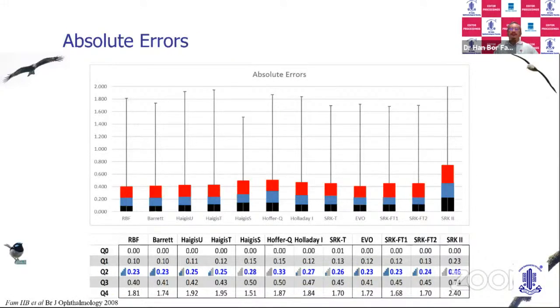This is the absolute error. Absolute error is the prediction error, but disregarding the sign, whether it's positive or negative, we take them as the same. And then again, this is the box plot. We have the median absolute error, which is something that we are usually interested in. This is also a measure of spread and how far it is from the mean prediction error. The closer the box, the better. Again here, RBF, Barrett, and EVO. These three boxes here are quite good. High gaze ULIP, high gaze personally triple optimized is also very good.